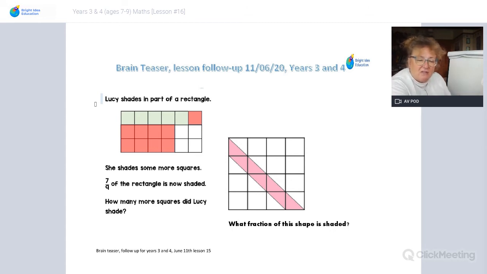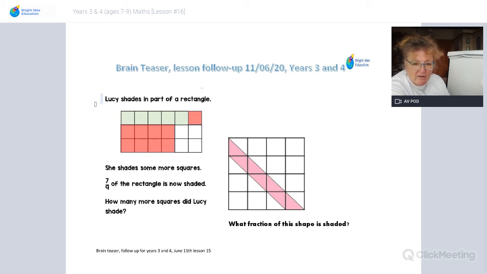Well, we can see she started off shading 3, and then she shaded 9 more to make it up to 7/9. There are 18 squares altogether, 4 left out, so 7/9 have been shaded, or 14/18, whichever way you want to look at it, but simplified is 7/9. Let's have a look. The whole is 9/9. That's right. Let's have a look at the next question.